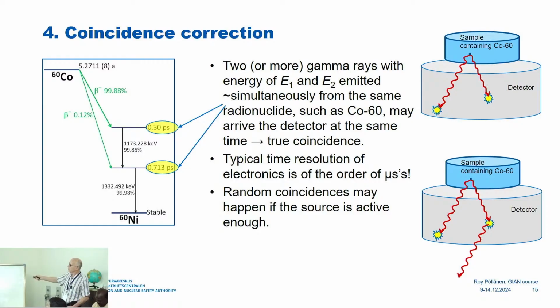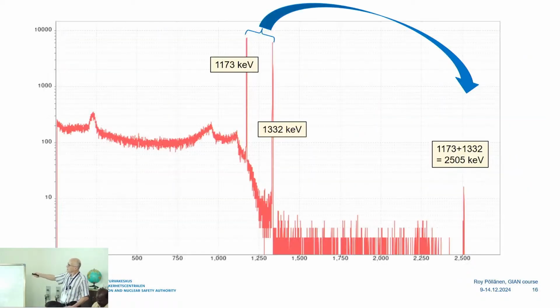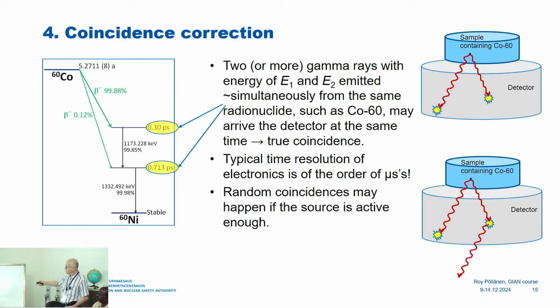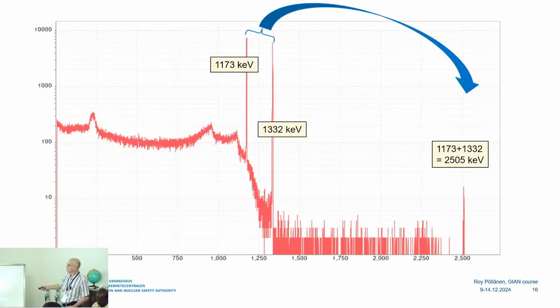For example, this energy was totally absorbed in the detector, but the second one goes like this. So this is the reason for these. Because if there is no background, there should be no higher energies than this one.